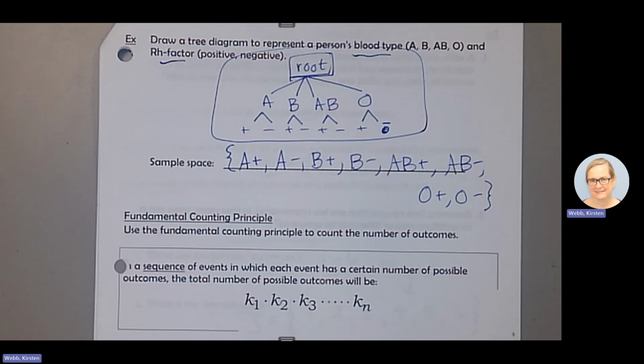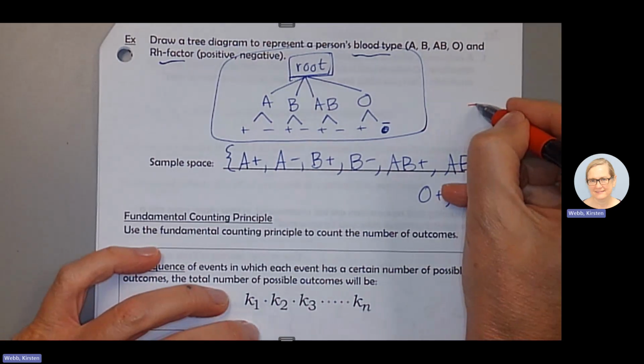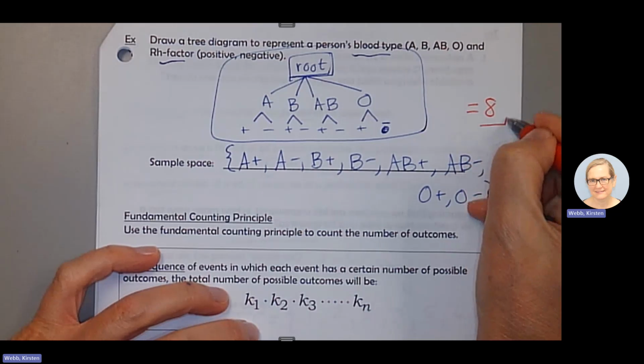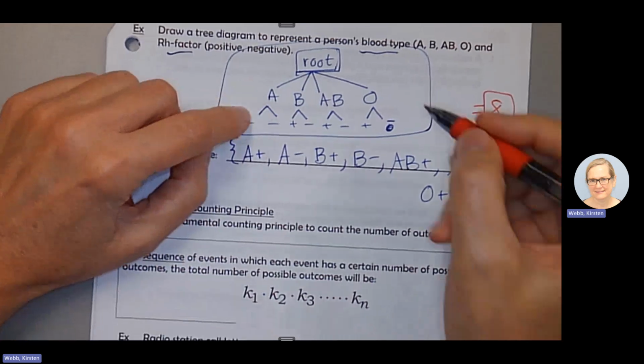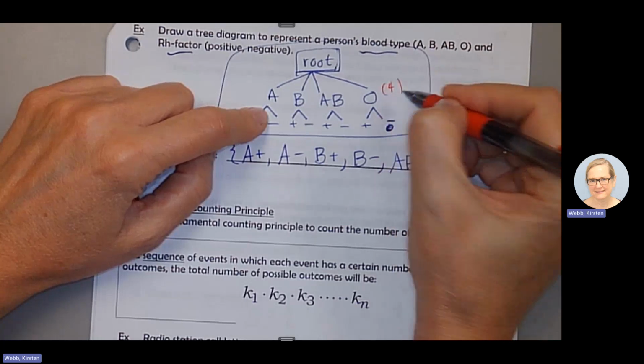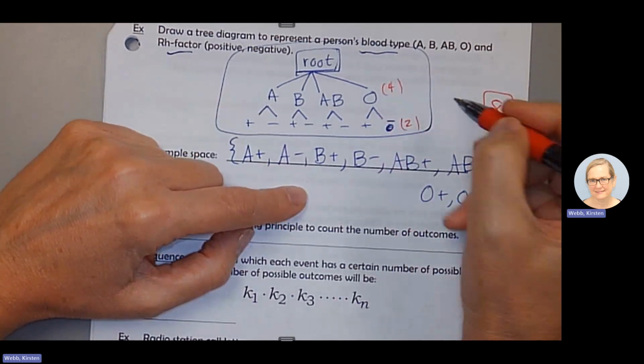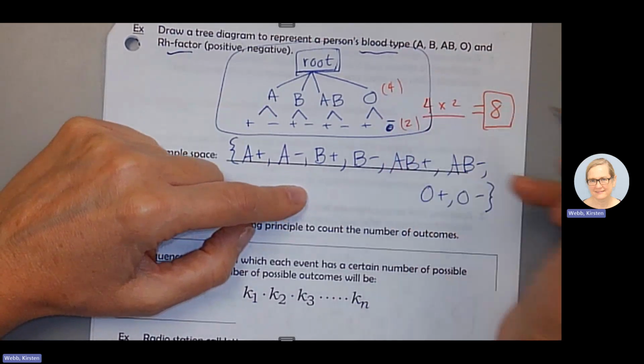Do you think there would have been a way to know that there were going to be 8 outcomes? Yeah. What did you notice along the way that came to 8? 4 times 2. Yeah, we had 4 A, B kind of numbers. So 4 blood types here, and then we had 2 of the RH factors. 4 times 2 made 8.